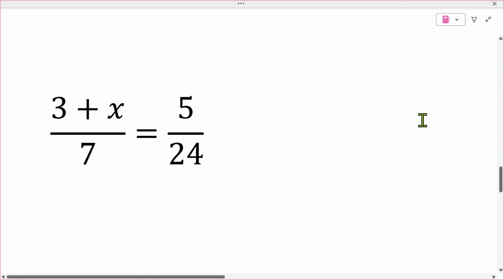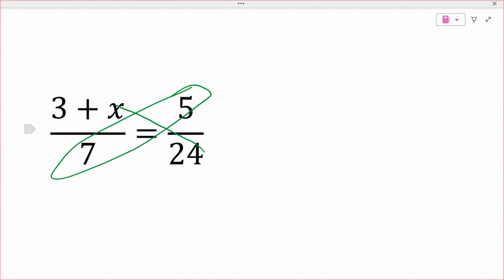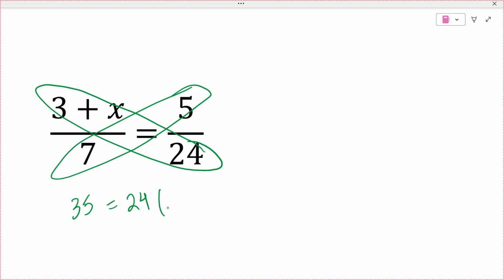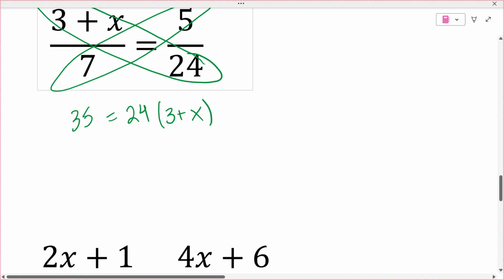Okay, then we talked about ratios and proportions. Again, the secret with ratios and proportions is to cross multiply. So we are doing that cross product. 5 times 7 is 35. This, the 3 plus x, there's two terms. So again, make sure I bundle those. From here, I solve my equation. So in this case, it looks like I'm going to distribute 24.